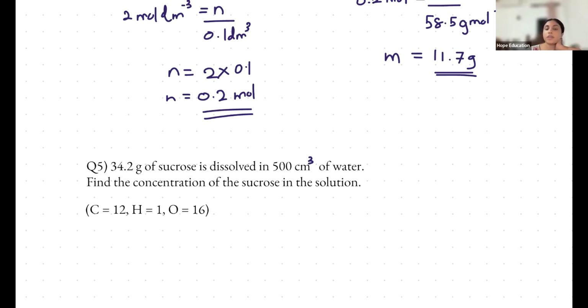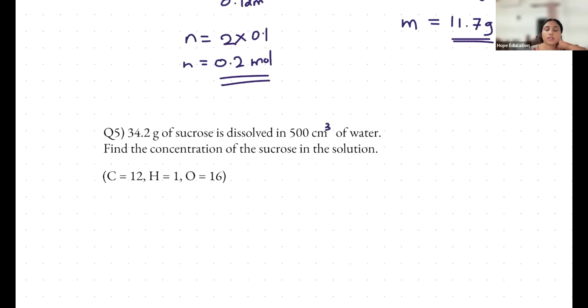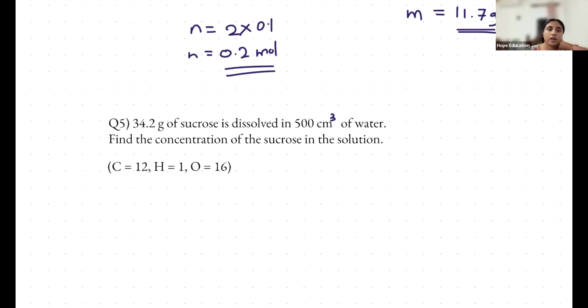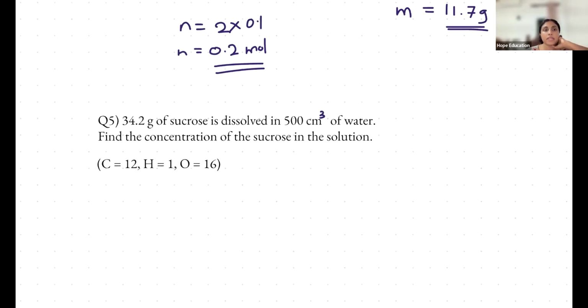Okay, children, quickly do this. 34.2 grams of sucrose is dissolved in 500 cubic centimeters of water. You already know the formula of sucrose. Find the concentration of the sucrose in the solution. Quickly find this. Again, I will set a timer of about 7 minutes, because you also have to find the molar mass of sucrose. Make it fast.